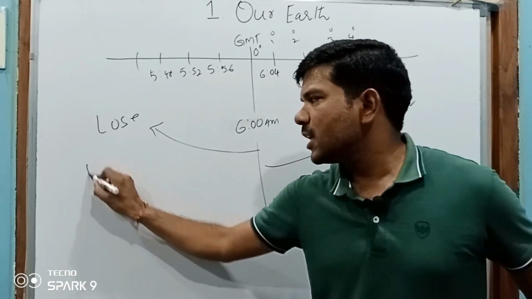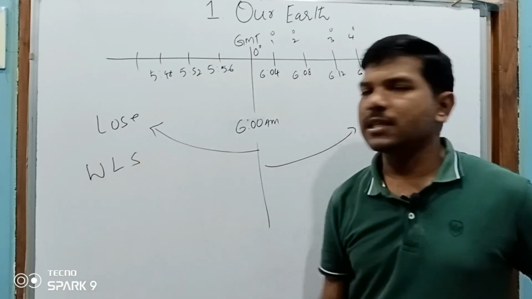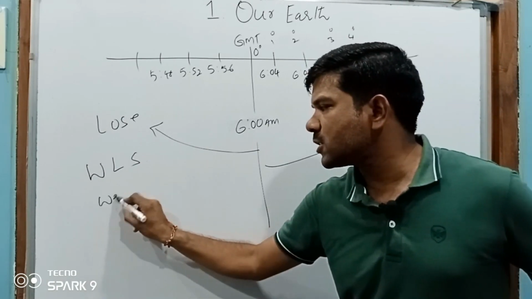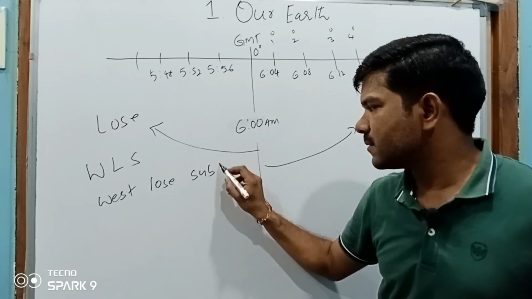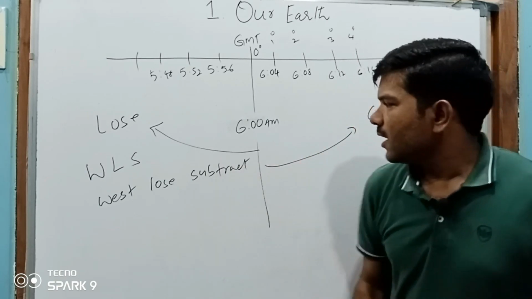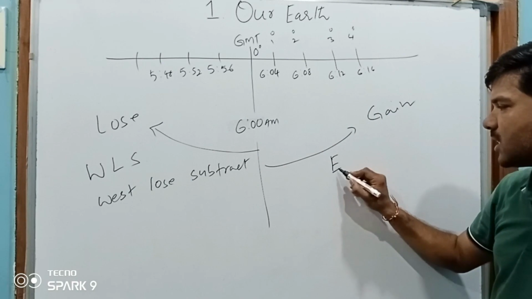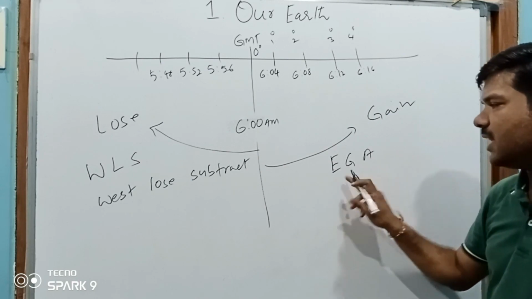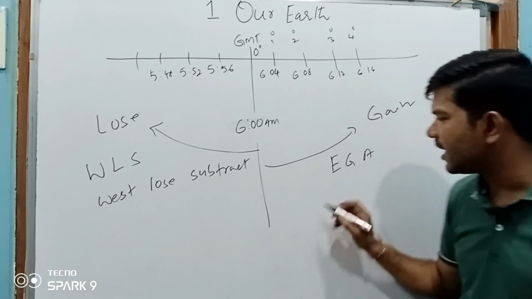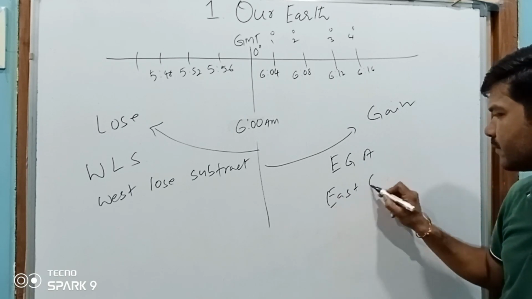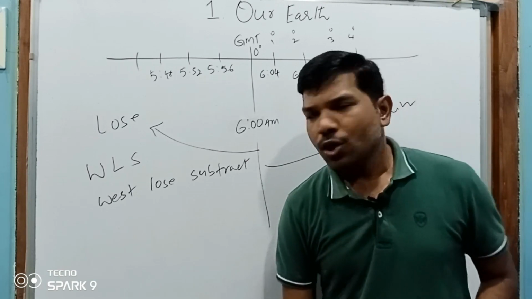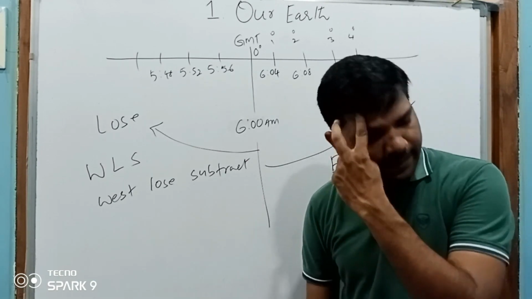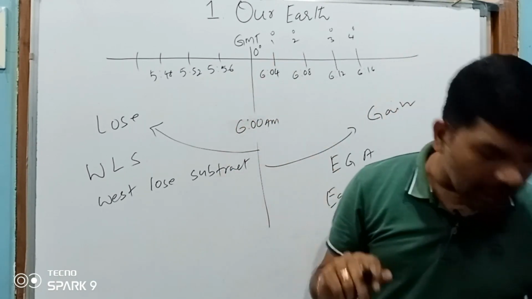So it is called WLS. WLS means west, lose, subtract. It is called EGA. EGA means east, gain, add. For example, you are in India or you are in London.